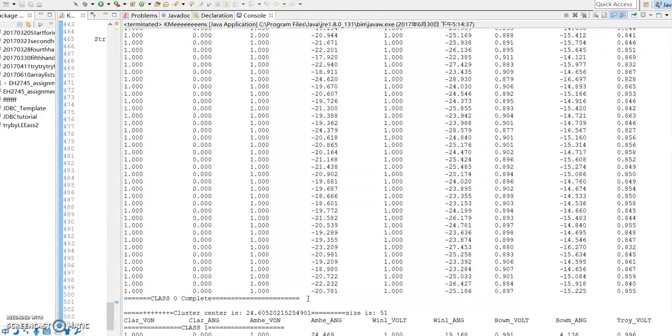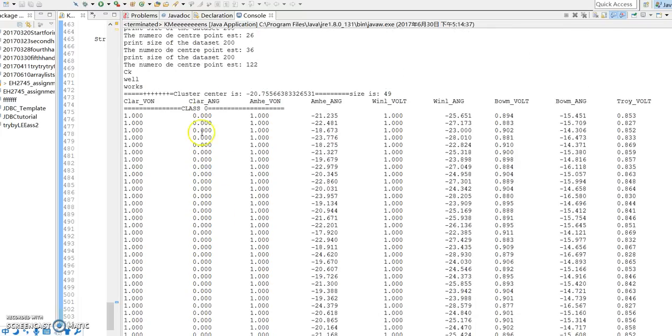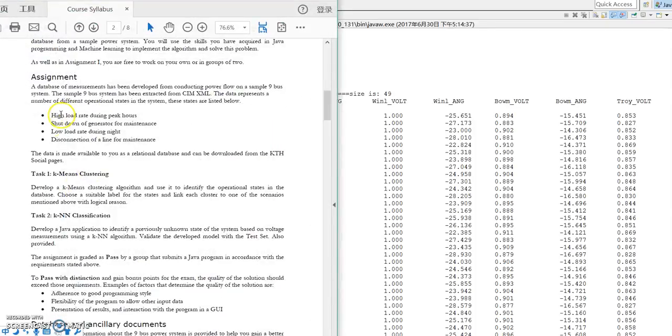In order to classify which situation corresponds to class 0, we need to take a deep look at the data detail. For example, for class 0, let's say the angle of the generation bar is minus, and for another generation bar it is also minus. At this point, we consider that this class 0 corresponds to the case of a low load rate during night.